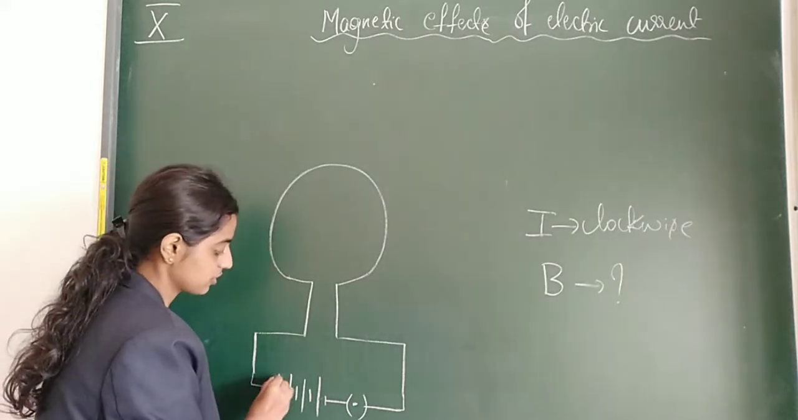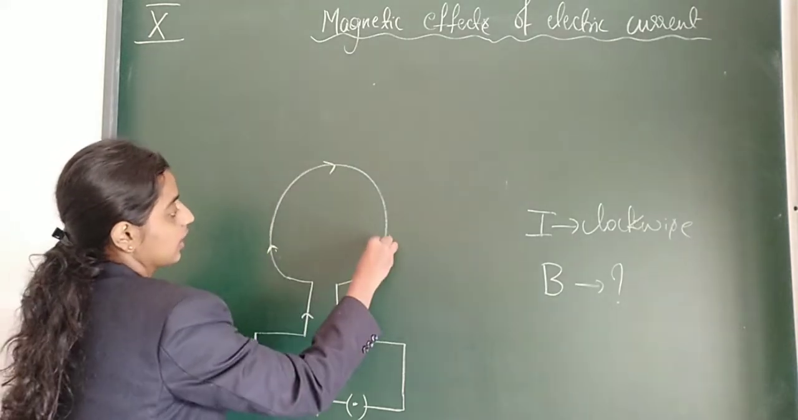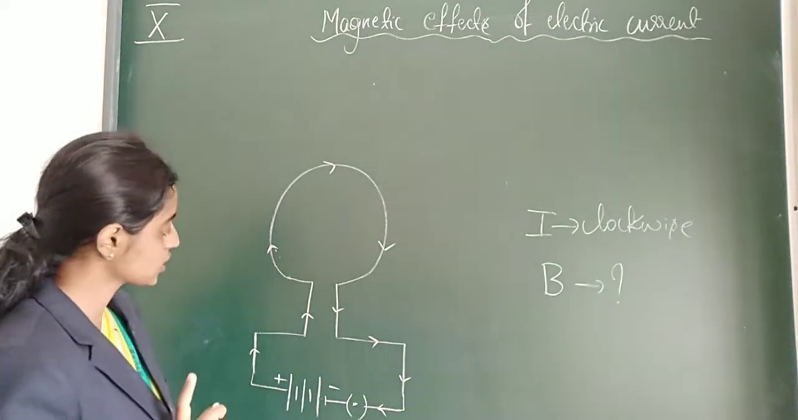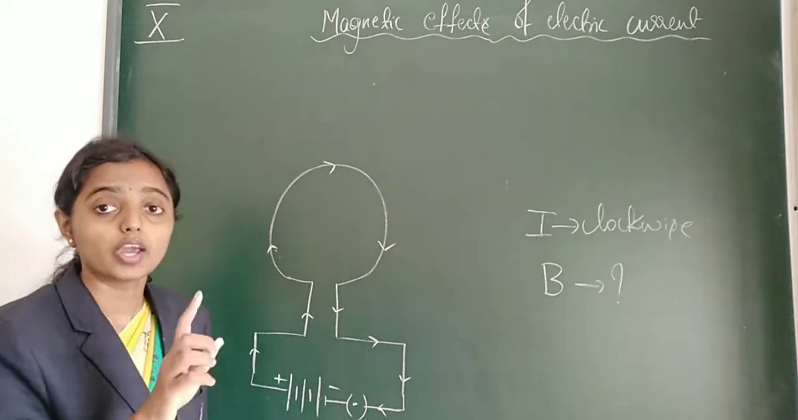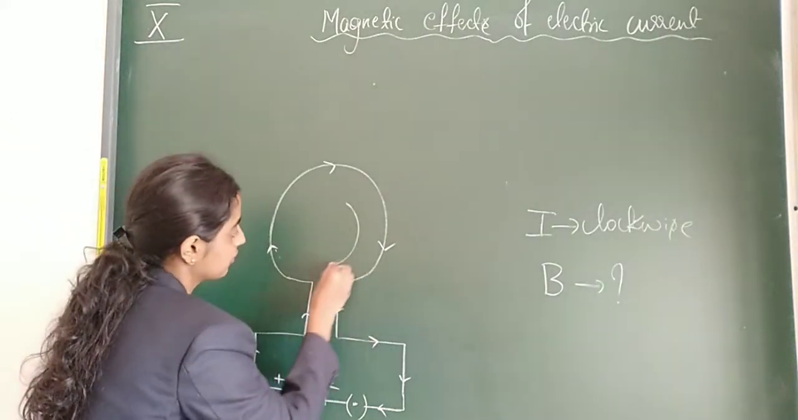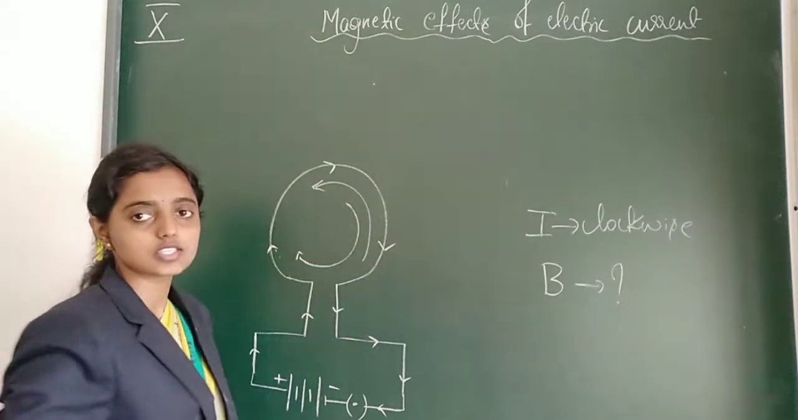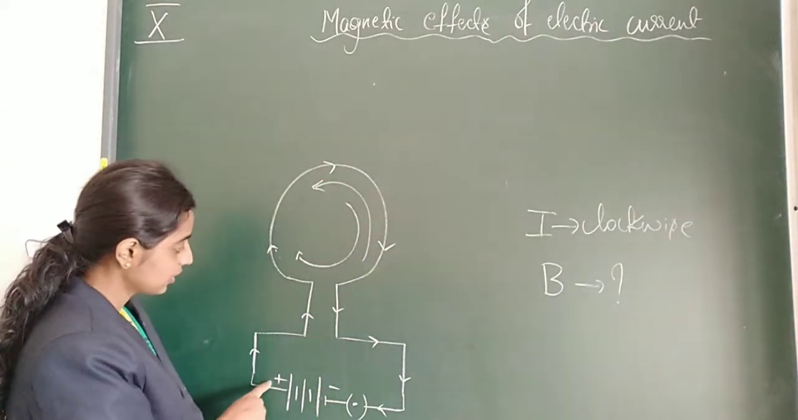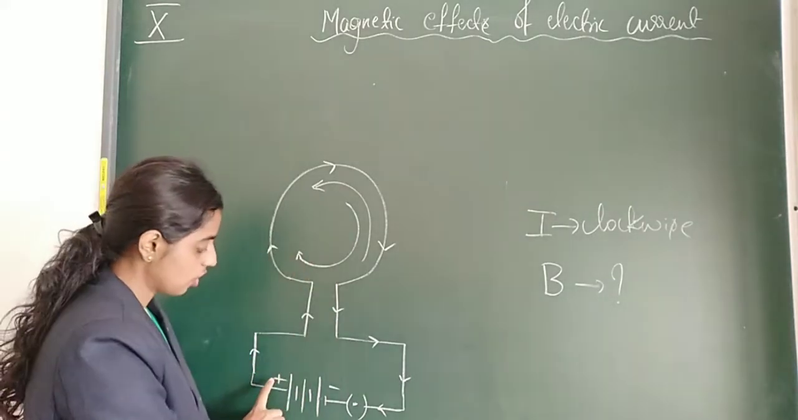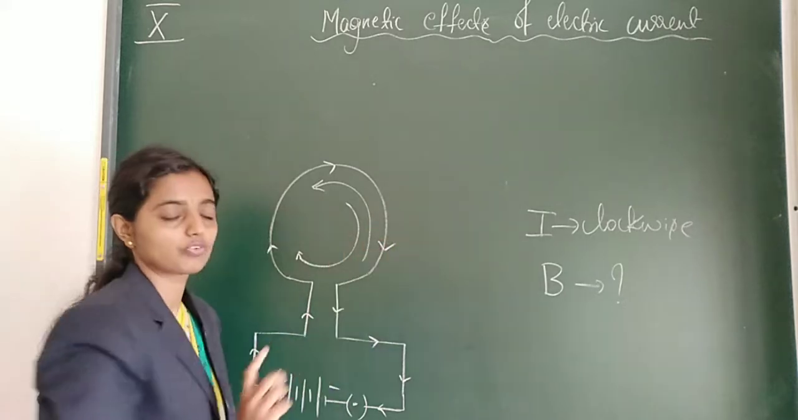We should be very careful because we want clockwise direction. If this is our positive terminal, then current starts flowing from here and comes back to the negative terminal, right? Just see whether it is clockwise or anti-clockwise in the circular loop. Imagine this is our clock. If it flows like this, then it is clockwise. If it goes like this, then it is anti-clockwise, right? So we have drawn the current correctly, flowing in the clockwise direction.